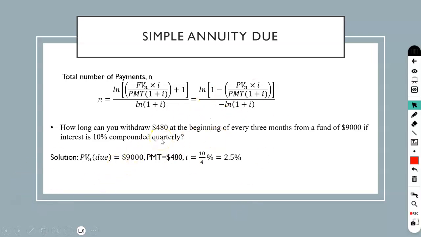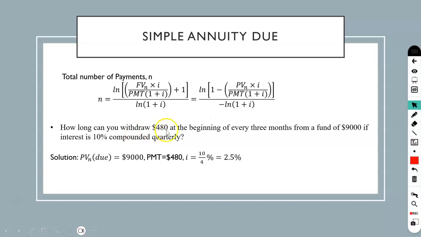The same way we will find the n for a simple annuity due. So for a simple annuity due and an ordinary simple annuity, the only difference is the payment period, where the payment is done at the end in the ordinary simple annuity and payment is done at the beginning in the simple annuity due. Right, the calculation wise it is the same. So the total number of payments is n. If you have future value, you will use this formula. If you have present value, you will use this formula.